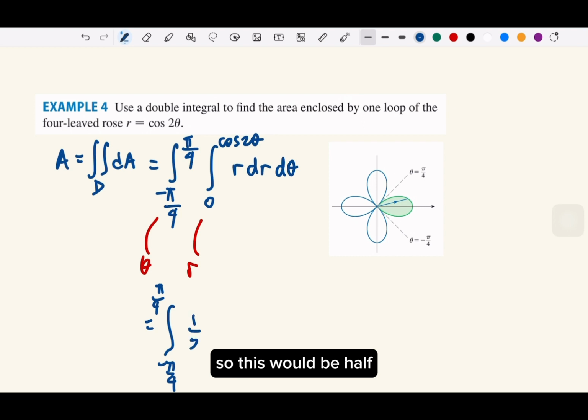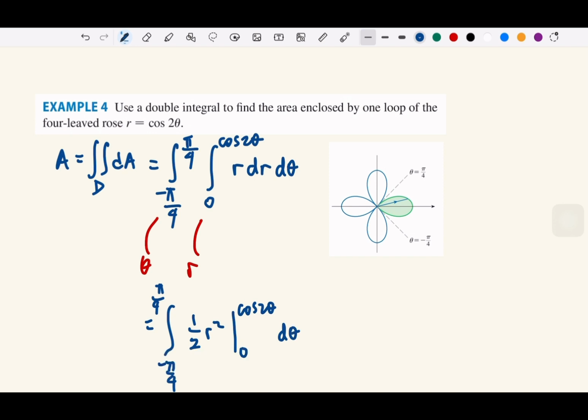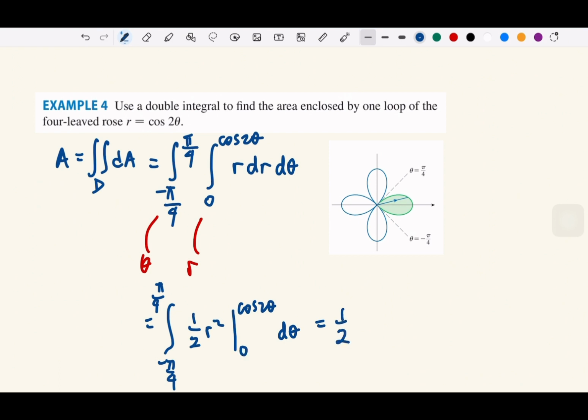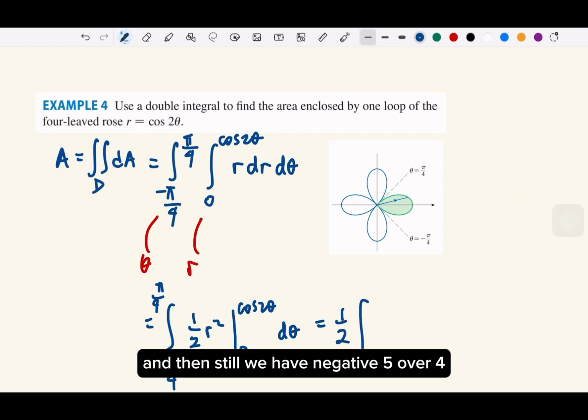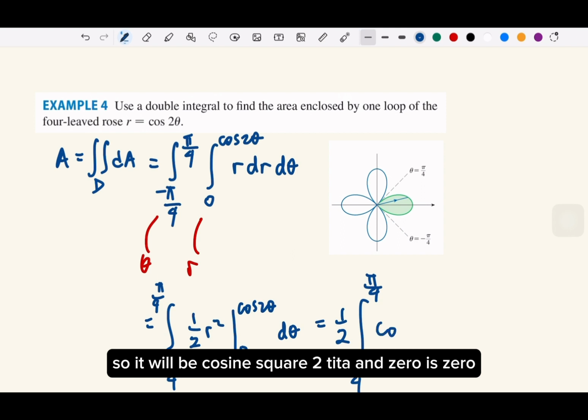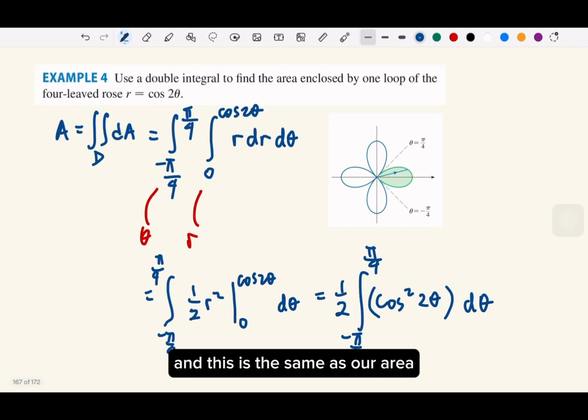So this will be half r squared from 0 to cosine 2 theta d theta. I will factor half outside, and then still we have negative pi over 4 to pi over 4. I will put cosine 2 theta inside, so it will be cosine squared 2 theta, and 0 is 0, so it will be this. And this is the same as our area.